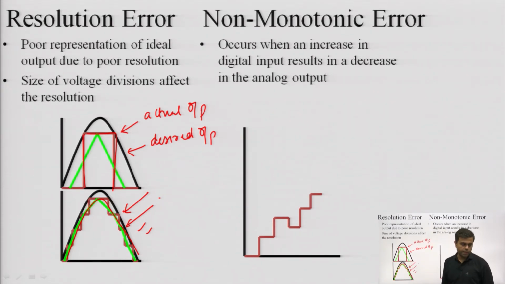And this non-monotonic error occurs when an increase in digital output results in decrease in the analog output. So this will be going drastically wrong. So we were expecting the output to be something like this, but it went down. So this is non-monotonic error.